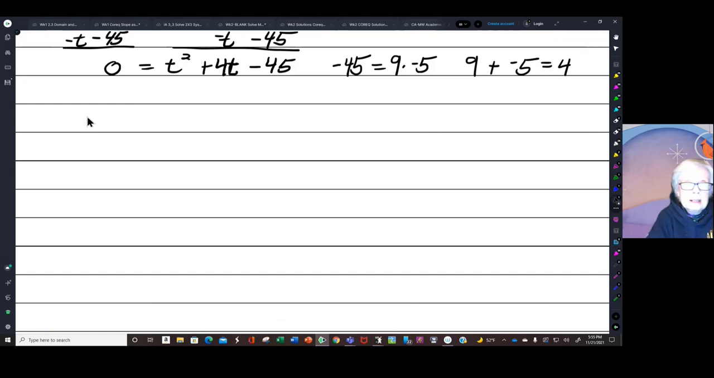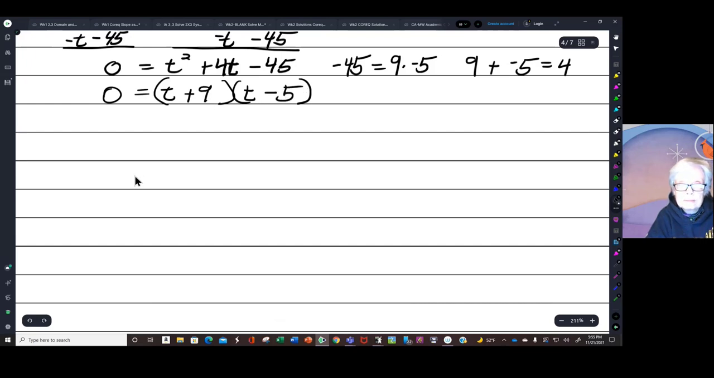That number right there. So 0 equals T plus 9, T minus 5. And now, T plus 9 equals 0, and T minus 5 equals 0.